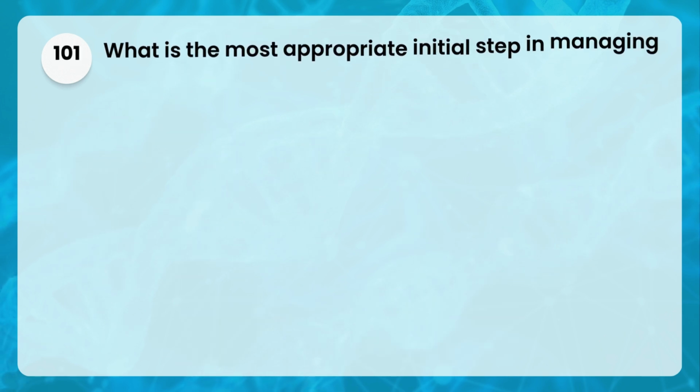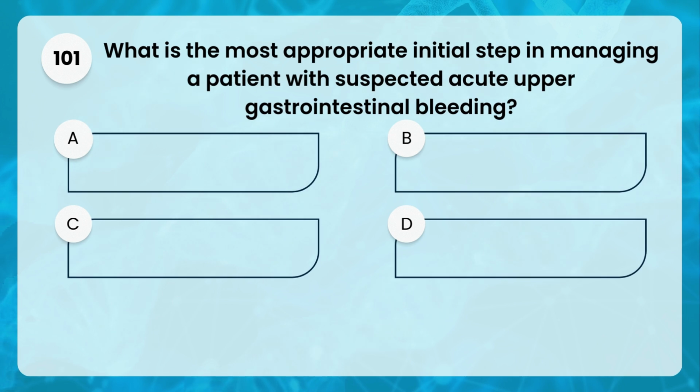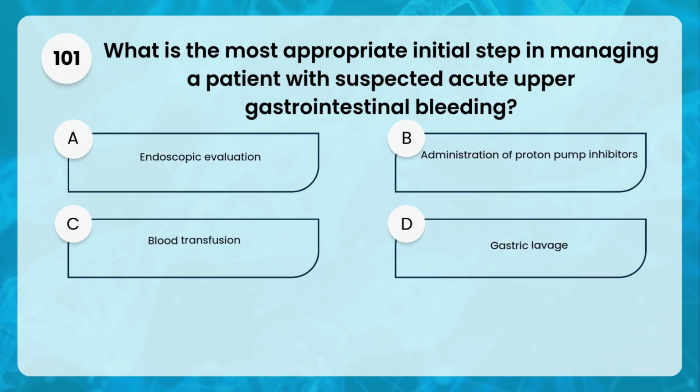Number 101. What is the most appropriate initial step in managing a patient with suspected acute upper gastrointestinal bleeding? A. Endoscopic evaluation. B. Administration of proton pump inhibitors. C. Blood transfusion. Or D. Gastric lavage.